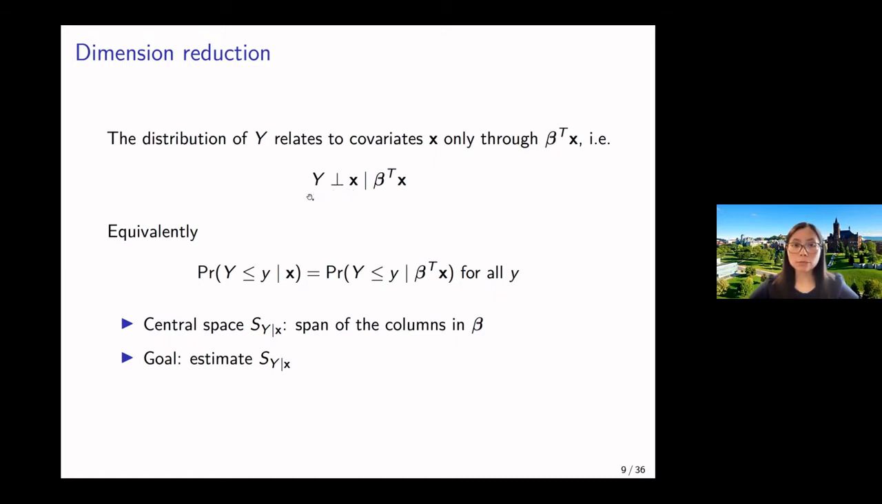Another way of writing this is in probability. The probability of y given x is the same as the probability of y given beta transpose x, for all the y's. So this is a typical dimension reduction model. And to be even more specific, this is actually a central subspace model. In statistical literature, we write it with a subscript y given x. The goal is to estimate or identify this central subspace, which is spanned by the columns of these betas.